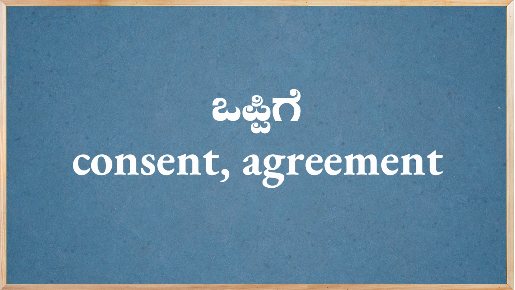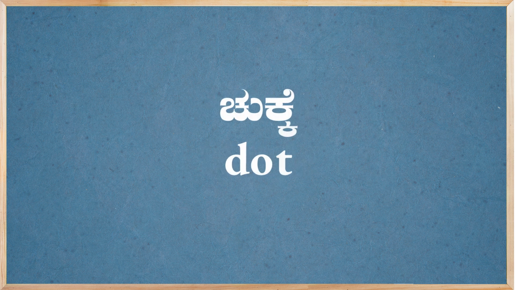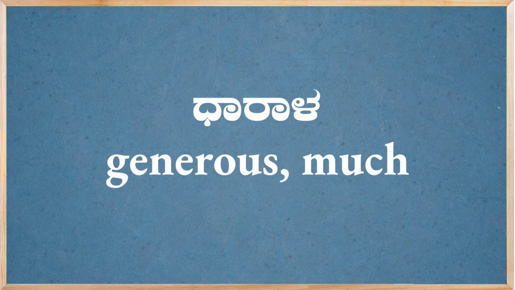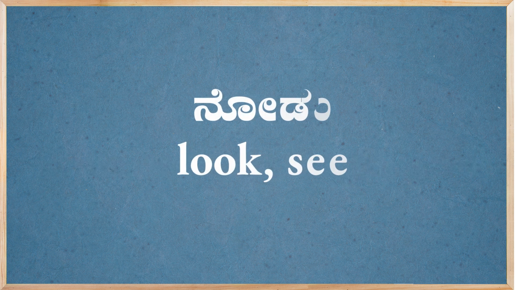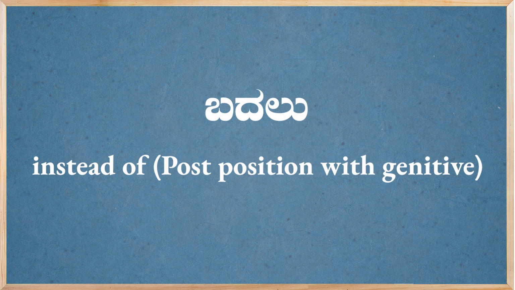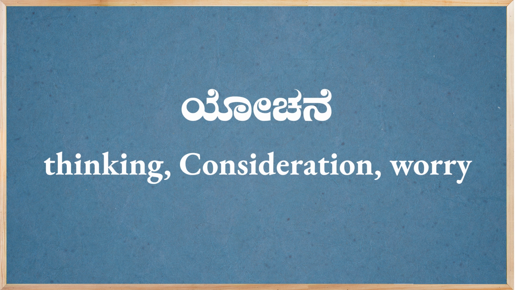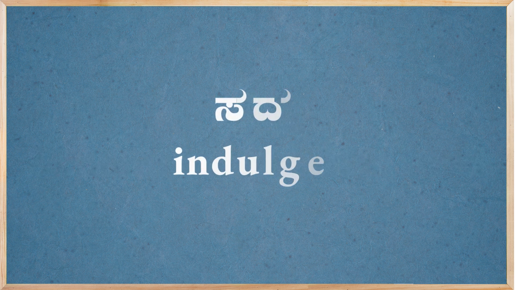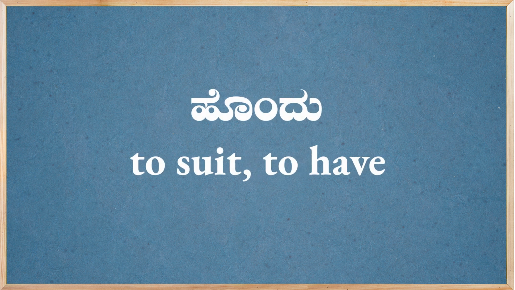Now let's look at the vocabulary we used in this lesson. ಒಪ್ಪಿಗೆ, consent or agreement. ಒಳಗೆ, inside. ಕೊಳ್ಳು, buy. ಚುಕ್ಕೆ, dot. ಜ್ಞಾಪಕ, memory. ತೆಗೋ, take. ಧಾರಾಳ, generous or much. ನಡಿ, come or walk or to be going on. ನೋಡು, look or see. ಬದಲು, instead of, postposition with genitive. ಬೊಂಬೆ, doll. ಯೋಚನೆ, thinking, consideration or worry. ರೀ, honorific addressive term. ವಸ್ತು, material. ಸದರ, indulgent. ಸಾಮಾನು, things. ಹೊಂದು, to suit or to have.